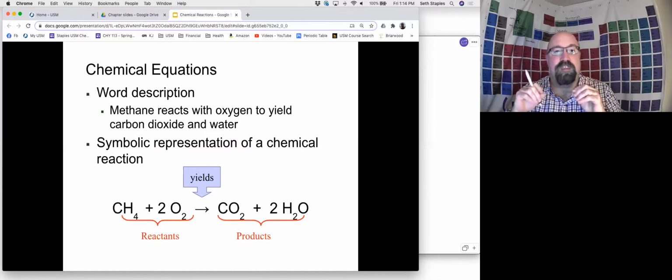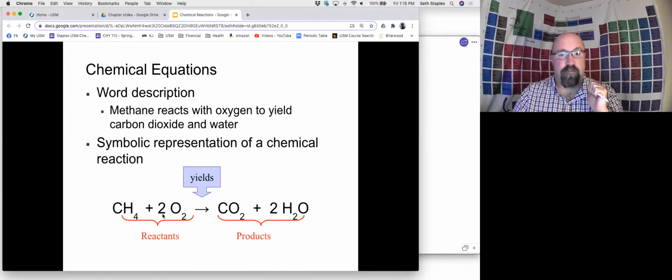The chemical equation gives us a symbolic representation of the reaction that occurs. We can see here the methane, our CH4, reacts with 2 different O2 molecules. Then through the course of the reaction, the methane and the O2s are going to bust apart, and everything's going to come back together to form 1 carbon dioxide and 2 water molecules. We would say that methane and oxygen react together to yield our CO2 and our H2O, or our reactants react to yield our products.